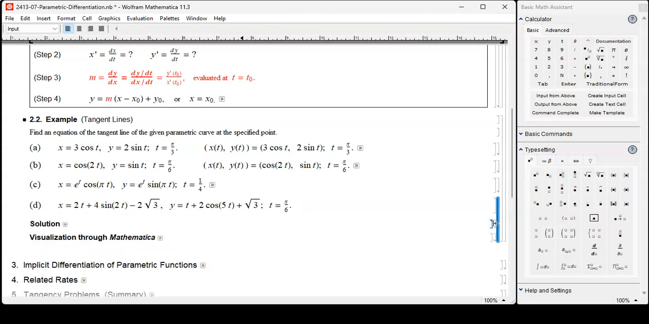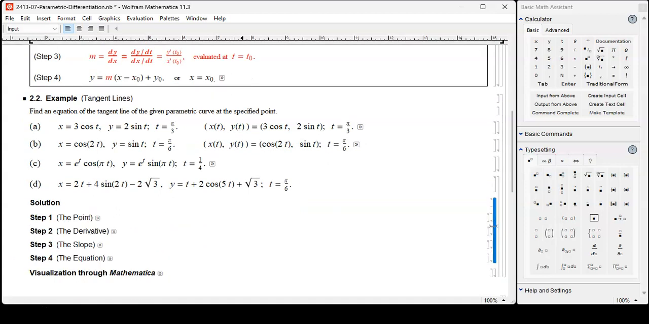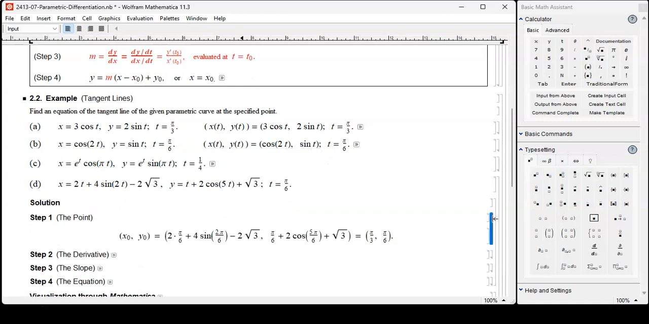Okay, alright. Step 1, x naught, y naught. Just plug in pi over 6 and do your computation. Ready? Here we go. We have sine of pi over 3, so that's square root of 3 over 2. And then cosine of 5 pi over 6, and that's negative square root of 3 over 2. So after simplification, we get pi over 3 comma pi over 6.